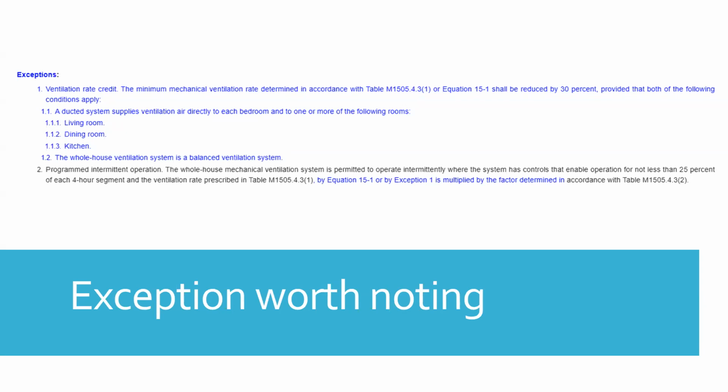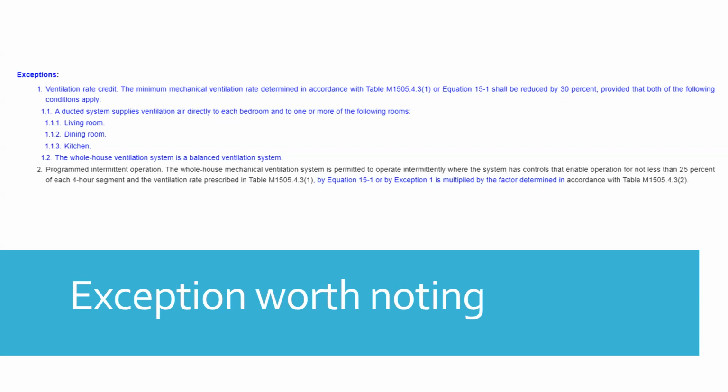The whole house ventilation system must be a balanced ventilation system, which means you're pulling air out at the same time you're pushing air in. Those are ERVs or hybrids. We don't normally see that in what they install because those are too expensive. What we normally see is exhaust only or supply only. We don't normally ever see a balanced one. So that excludes them, and they can't get the ventilation credit, which means they don't take the 30% reduction. They need to hit what's in the table or what's calculated by 62.2.